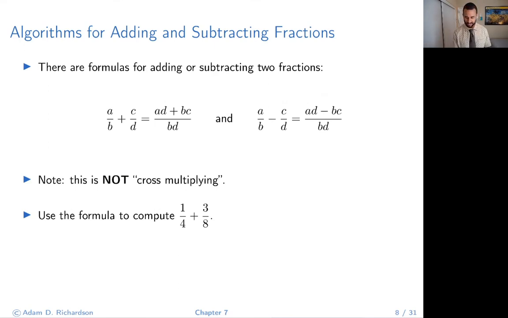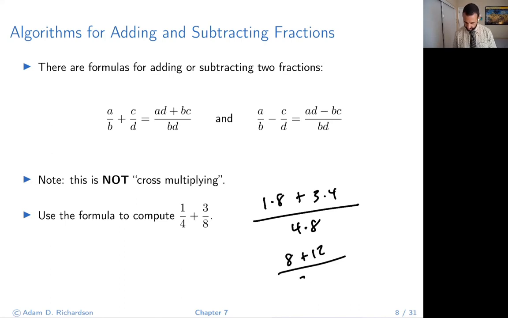Okay, so let's use the formula to compute this. It's very straightforward. What is it? The fish. So it should be 1 times 8 plus 3 times 4 over 4 times 8. And that's going to give us 8 plus 12 over 32, which is 20 over 32. Done. There we go. 20 over 32.